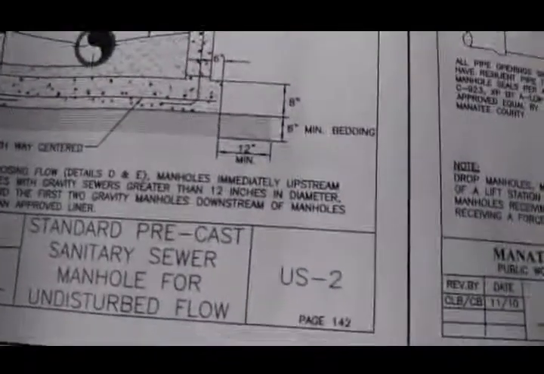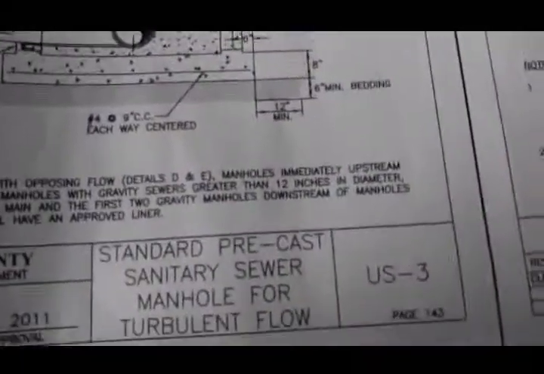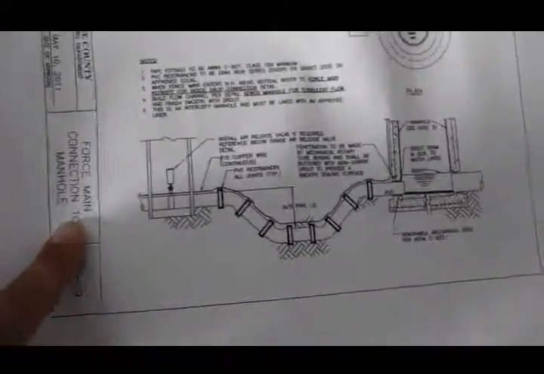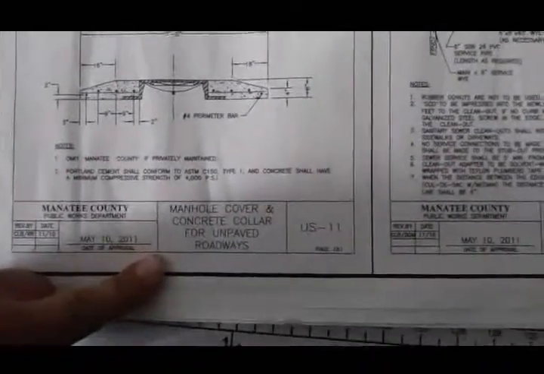Standard precast sanitary sewer manhole undisturbed flow. Standard precast sanitary sewer manhole turbulent flow. Standard precast shallow manhole. And gravity sewer standard drop connection. Then you have over here your force main connection to the manhole. Manhole cover and concrete collar on unpaved roadways. Single and double service connection. Water meter backflow preventer for pump stations.